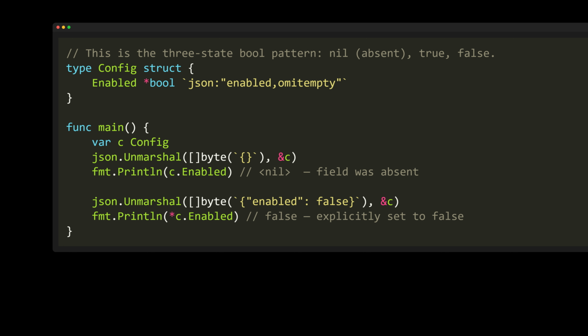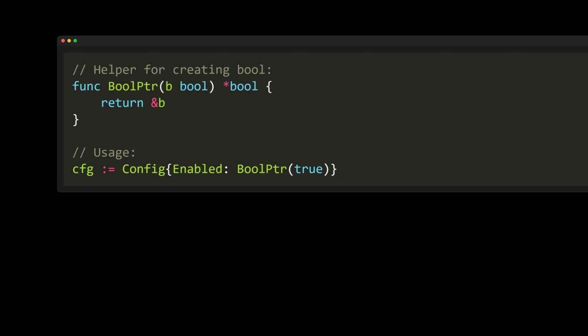For example, if the JSON is empty, the pointer stays nil. If the JSON contains enabled equals false, the pointer is not nil and its value is false. This pattern is often called a 3-state bool and is useful when missing and false have different meanings.